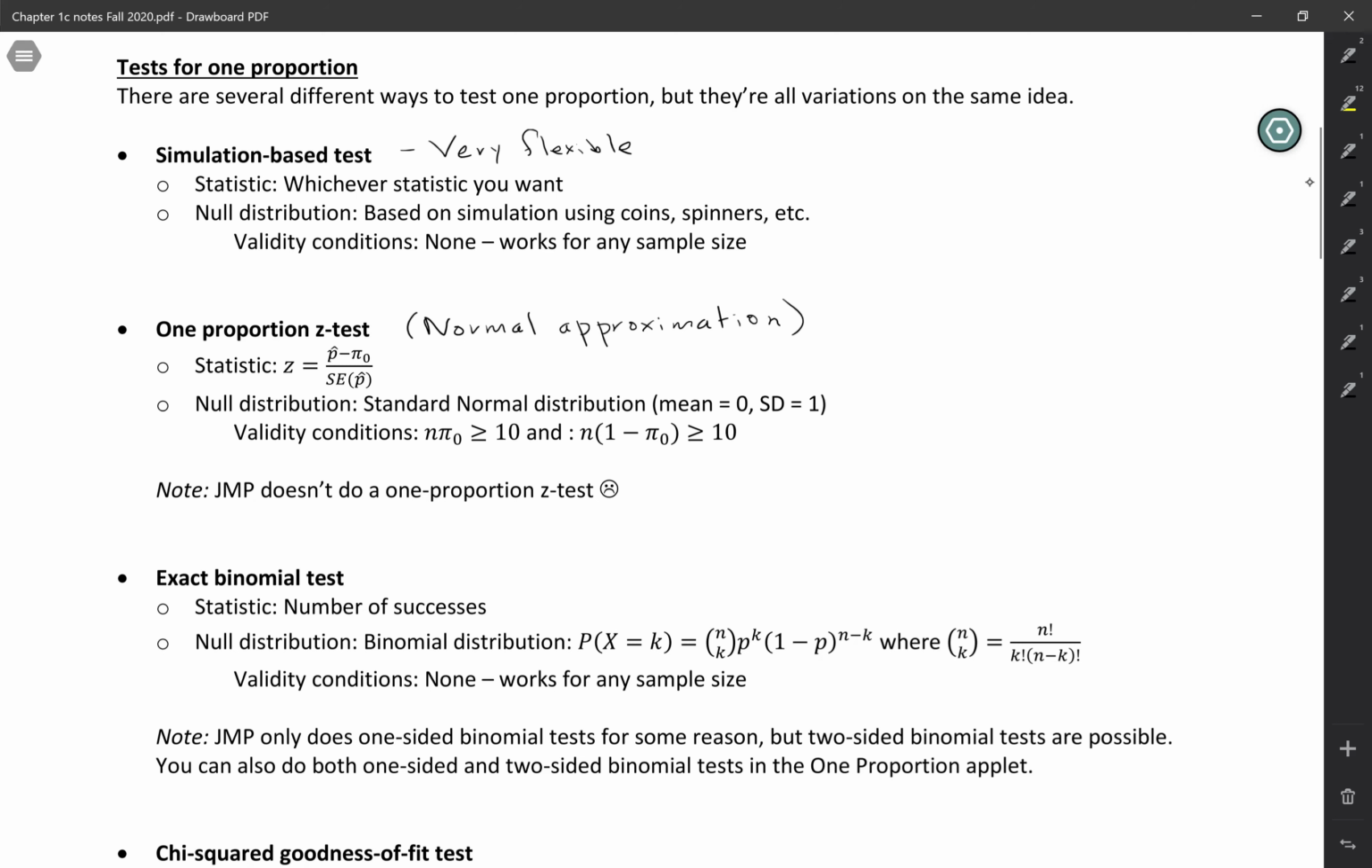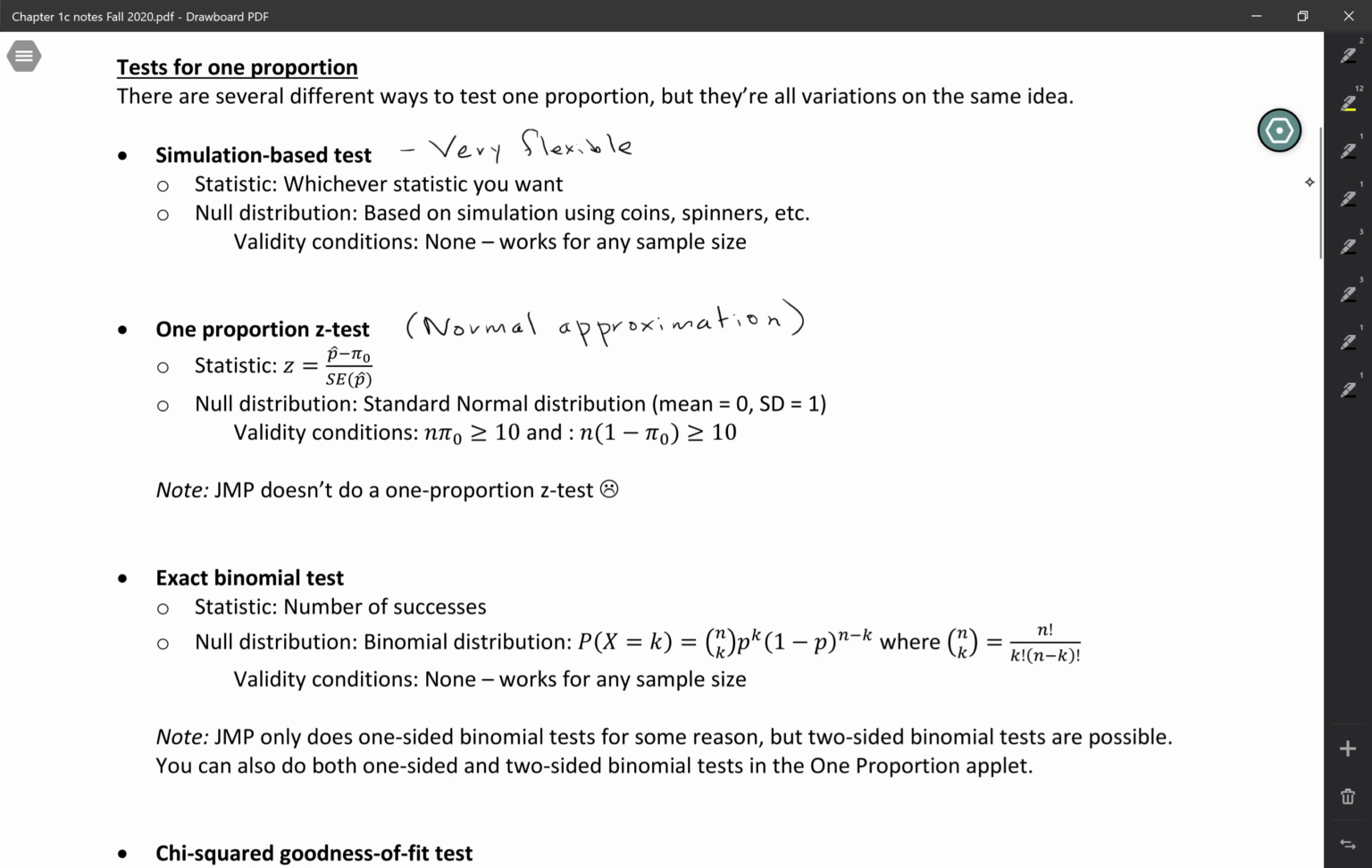Just remember that you have to check the validity conditions to decide if this is valid. You're going to look at the expected number of successes and failures. n times the value from the null hypothesis needs to be at least 10, and n times 1 minus the value from the null hypothesis also needs to be at least 10.